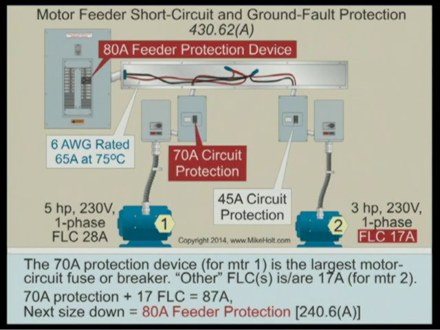This is not a calculations class. I could go a lot deeper, though, so I'm going to stop there. By the way, the circuit conductors here were sized at 28 times 1.25 plus the 17, so 35 plus 17 is 52, I think. So I needed 52 amp wire at 75 degrees C, which is 6-gauge wire, with an 80 amp breaker. People go crazy. Well, this is how you do motors.